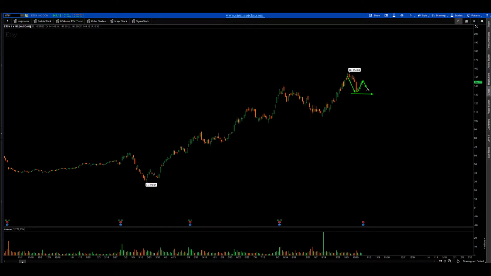Now be patient for it to make this secondary pullback, and look for it to find support here. You know that if it finds support and starts moving up, it's doing the same thing that it did here. This is what you want to look for. This is what we call the money wave. The money wave.